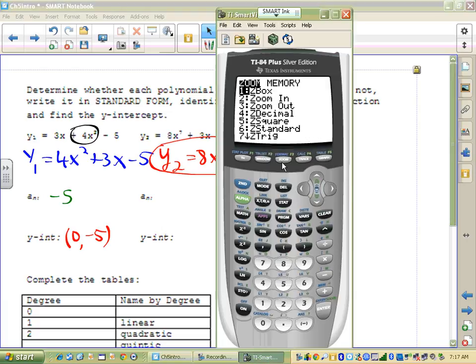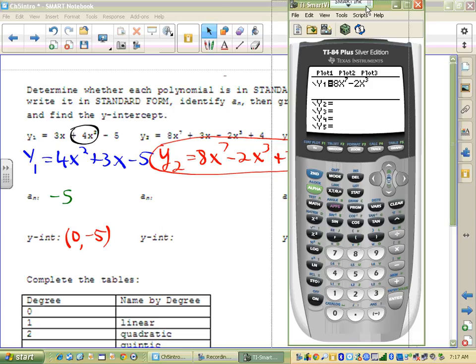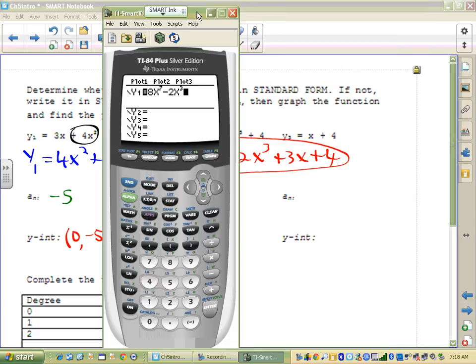Let me get my window back to a standard window, a 10 by 10 here. So let me graph y equals 8x to the 7th minus 2x cubed. If you didn't know, your calculator actually has a cubing feature on the TI 84. If you go math, it's option 3. It's a little shortcut that Mrs. Carlson actually showed me. Plus 3x plus 4.